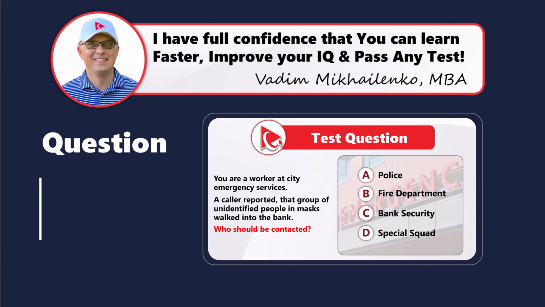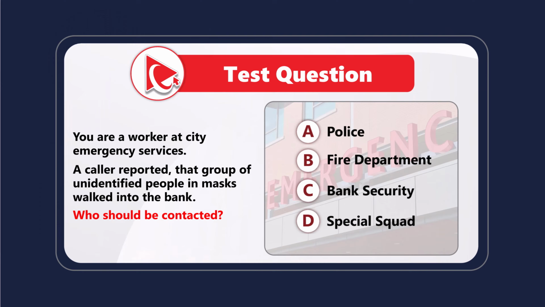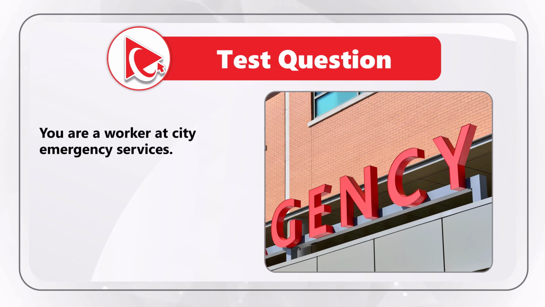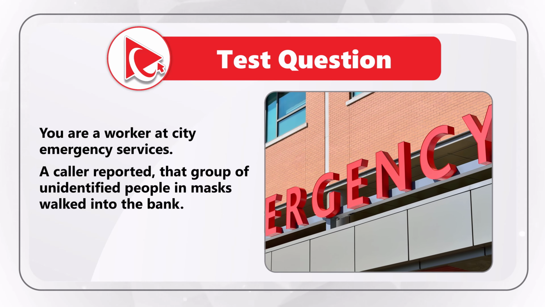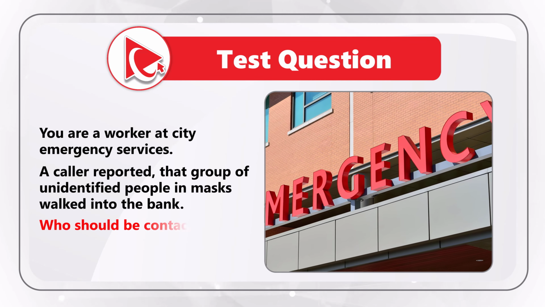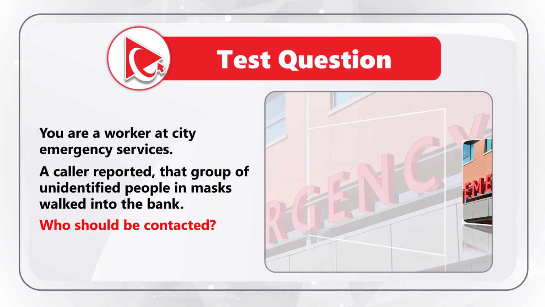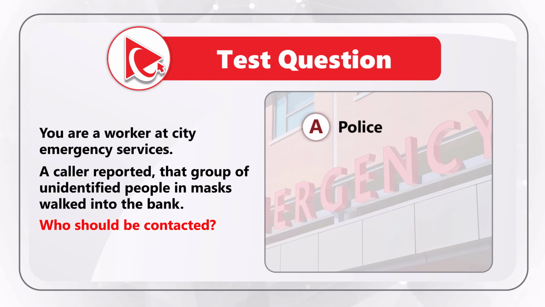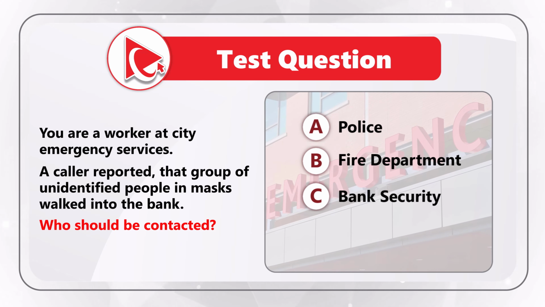Here's a very interesting question where you need to determine whom to contact. You are a worker at a city emergency services. A caller reported that a group of unidentified people in masks walked into the bank. Who should be contacted? And you need to select one out of 4 possible choices. Choice A, police. Choice B, fire department. Choice C, bank security. And last but not least, choice D, special squad.